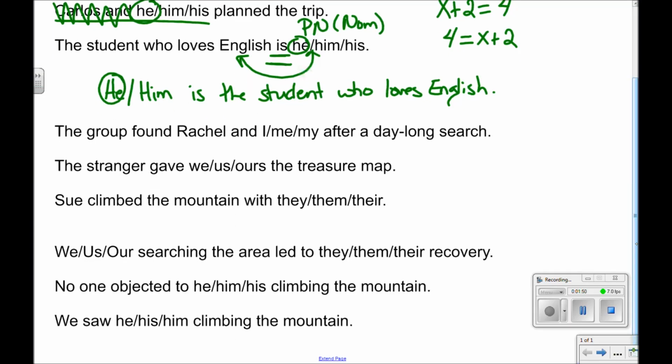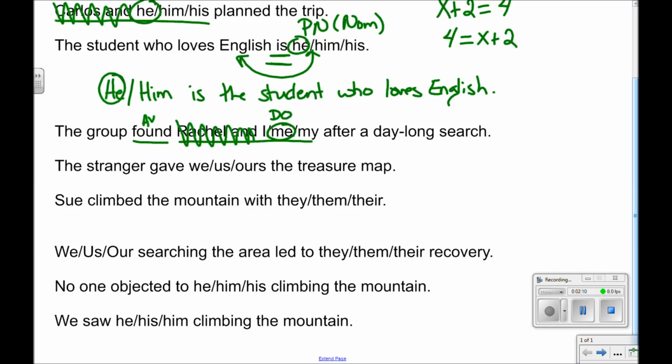Now for objective case examples, again I have a compound element with the pronoun. Cross out that other person's name and then take a look at the sentence. Here I see an action verb, which means that the pronoun is working as a direct object, which means I need the objective case, which is me.